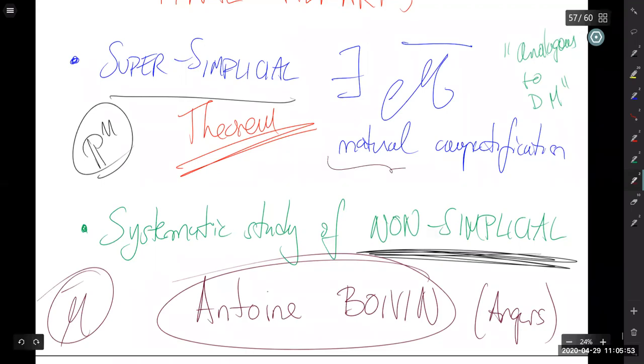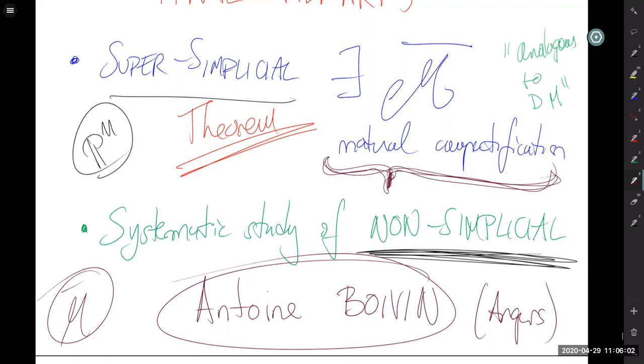This could be an entire talk, and maybe one day it will happen. But in any case, there are indications that in a very general situation, but certainly in the super simplicial case, we have a natural Deligne-Mumford kind of compactification for the moduli space of quantum toric varieties. And I finish now. So that's it.